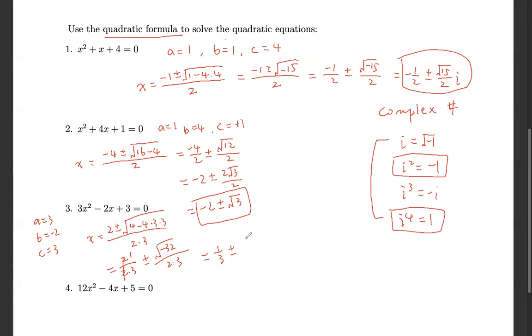So that equals, simplified, we get 1/3 plus minus, well, square root of 32 is square root of 16 times square root of 2. That's 4 radical 2. So plus minus 4 radical 2 divided by 2 times 3. So we can simplify 4 with 2. So we get 1/3 plus minus 2 radical 2 divided by 3, times i. So this one we have two complex solutions.